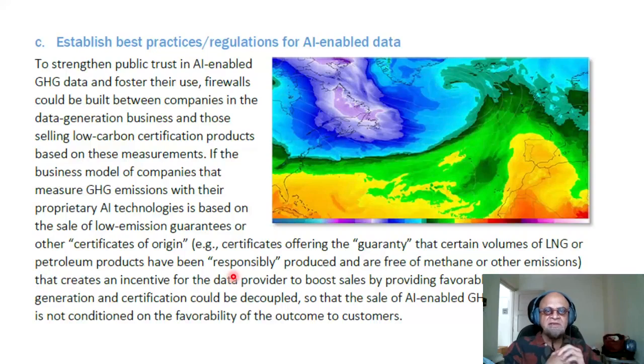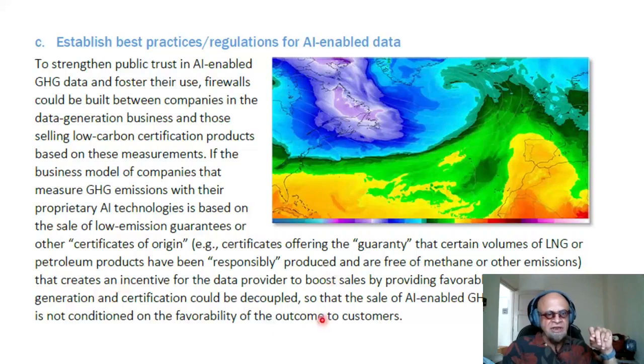Establish best practices or regulations for AI-enabled data. You know generally what that means. To strengthen public trust in AI-enabled GHG data and foster their use, firewalls could be built between companies in the data generation business and those selling low-carbon certification products based on these measurements. So greenwashing and fudging and corporations promising decarbonization and cheating are all under this in terms of best practices and regulations. Okay.